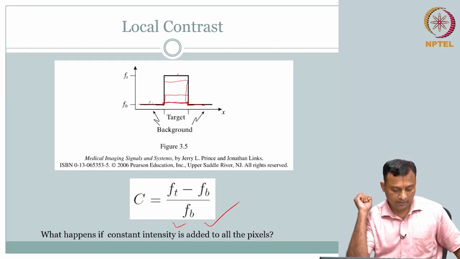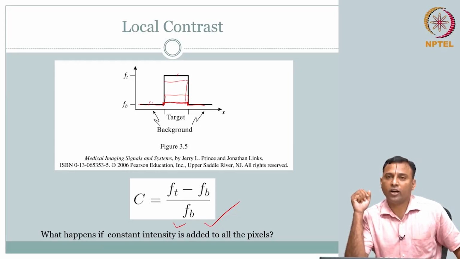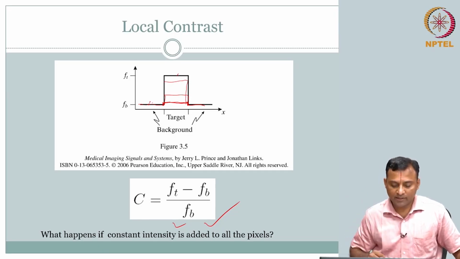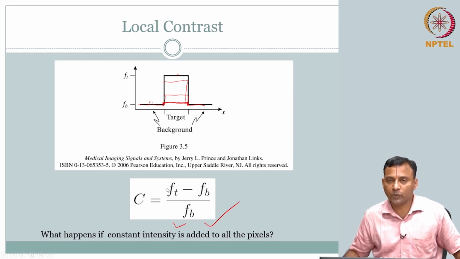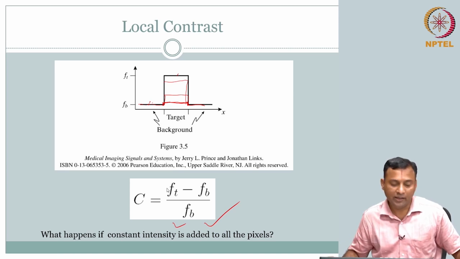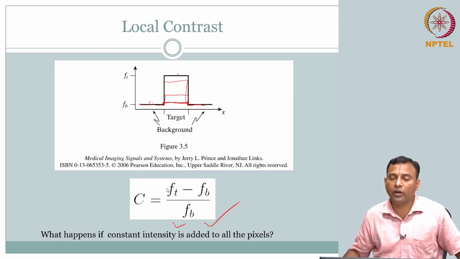Okay, so contrast. If you had tried, what happens if you add constant intensity to all the pixels? I hope you tried it yourself, and mathematically it would tell you that the contrast goes down. I hope that is what you qualitatively observed as well. Okay, but let us move on beyond contrast.